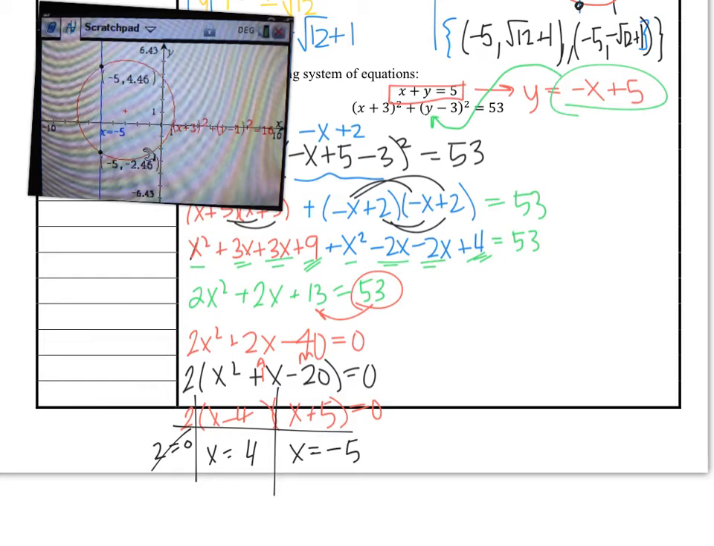Now remember that for a solution you have to have y values as well. So I'm going to take these and plug them into the easiest equation from the original problem. And in this case it would be the y equals negative x plus 5.